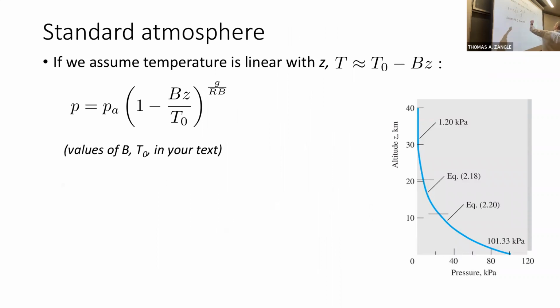But if we relax that assumption, for example, we can assume that the temperature is linear with z, or with altitude. So T is T naught minus Bz. Then we'll end up with this expression here, which is what we would call the standard atmosphere. So this is what we typically expect for atmospheric pressure versus altitude. And again, it's violated during inversion, very close to the ground. But this is what we expect.